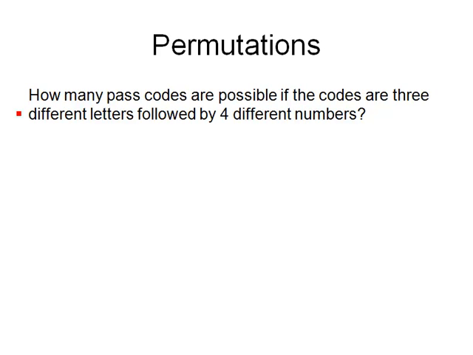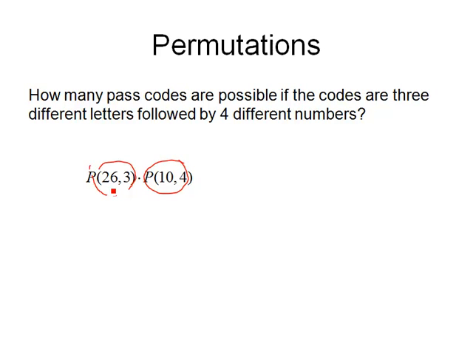Let's make it a little bit more complicated now. How many passcodes are possible if the codes are 3 different letters followed by 4 different numbers? So this is a perfect example to go ahead and use our permutations. Because it's asking for us to have different letters, that means that when we multiply out our choices, the numbers are going to drop down by 1. So I need to go ahead and make my choices for the letters and my choices for the numbers.